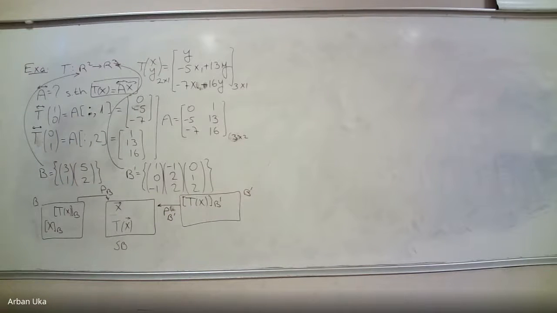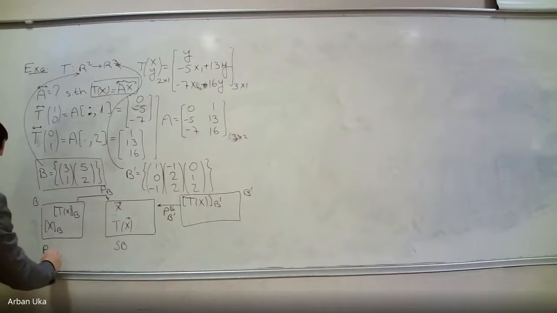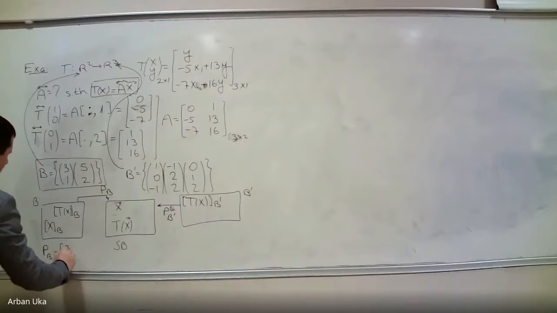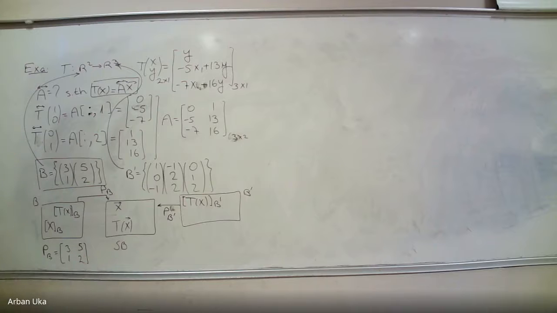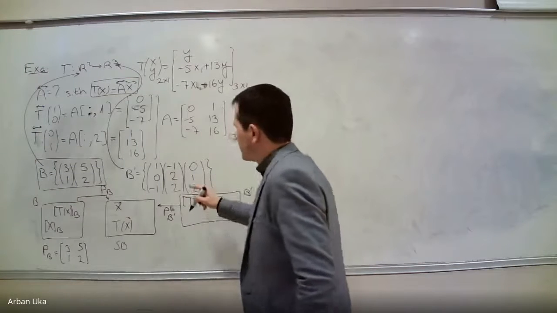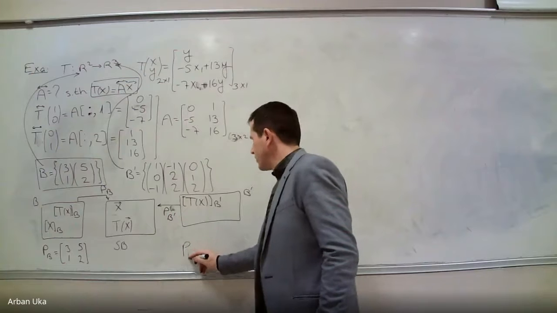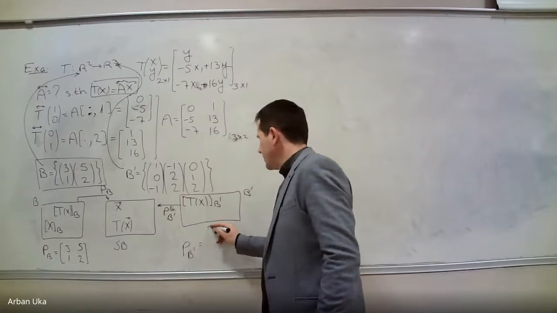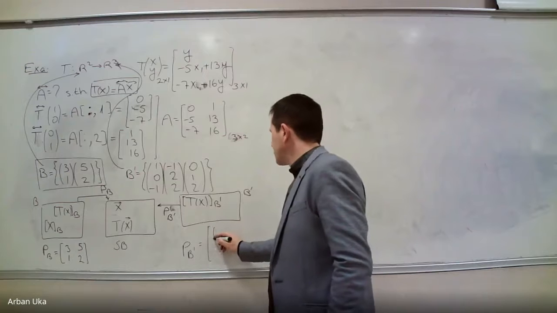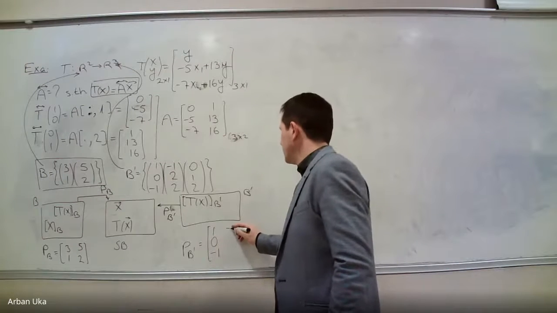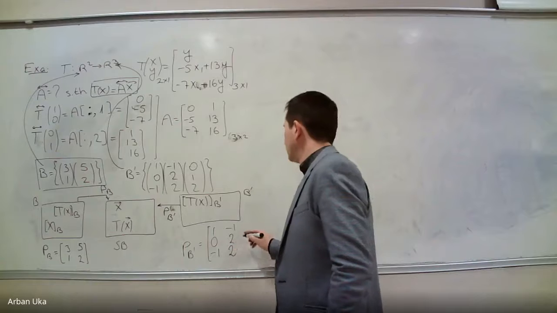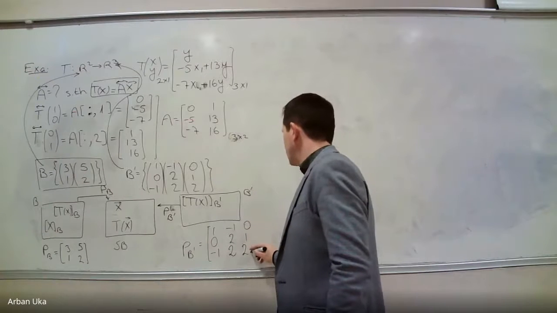Now, this P_B has to be the basis of R squared, which in principle is simply this, right? Because this is the basis. So then we can say that P_B is equal to a matrix which is (3, 1) and (5, 2). Similarly, as you might expect, here we're going to have P_B prime. This would be equal to all of these three vectors. We get 1, 0, minus 1, 2, 2, and here we get 0, 1, and 2.